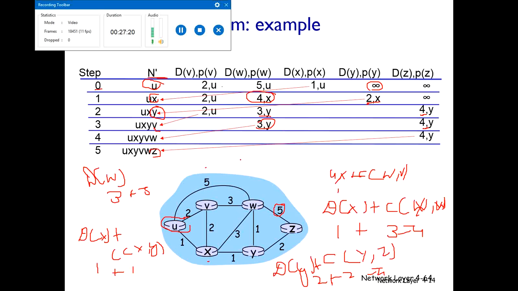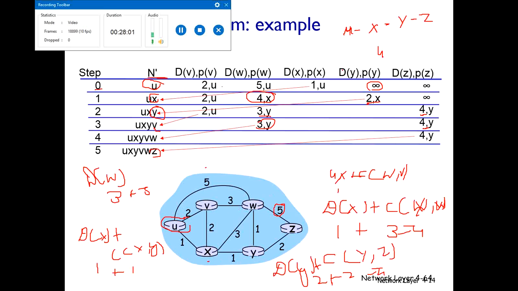Alright, so what is the path to reach from U to Z? We have done the calculations. Now what is the path? We need to reach Z, that is our destination. Now I will go in reverse order. I can reach Z from Y. How can I reach Y? I will check Y over here. I can reach it via X. How can I reach X? I can reach it through U. So the least cost is 4 and the path is U, X, Y and Z.